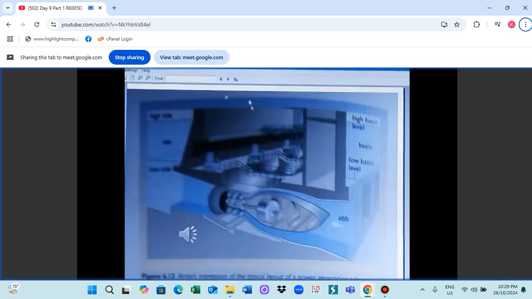So based on the tidal energies, this is the high rise and the low tide. So if you use a turbine here, when there's a high rise and water coming this way, this one rotates and produces electricity. At low tide, water goes this way, this one rotates again and produces electricity. So for the high rise tide and low tide, we can produce electricity.